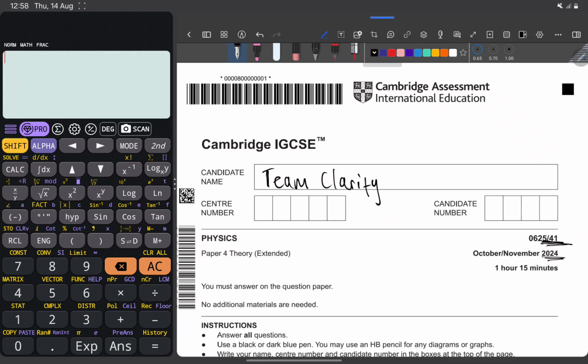Team Clarify, time to go through the series, and we're going to do it as fast as we can, enjoying, making ourselves as good as we can, preparing ourselves for the exam, doing everything right. Are you ready? Let's get to work. So we're going to go through it.